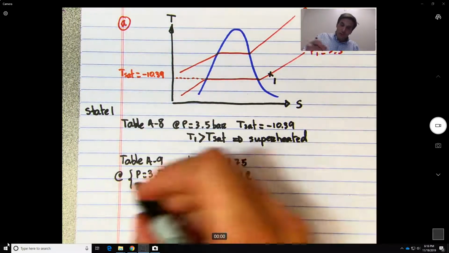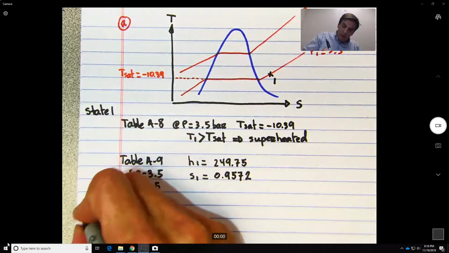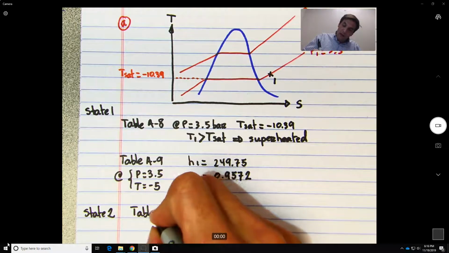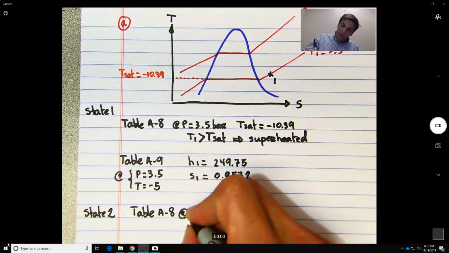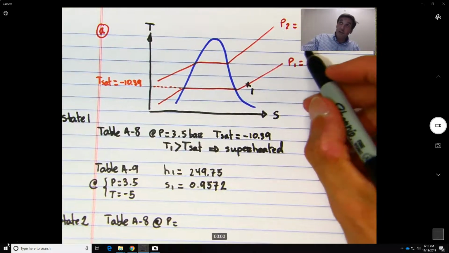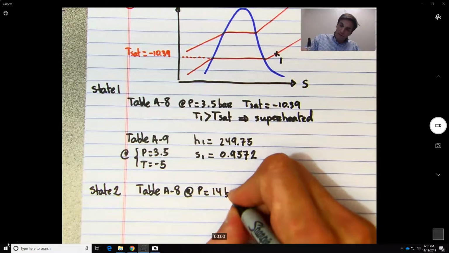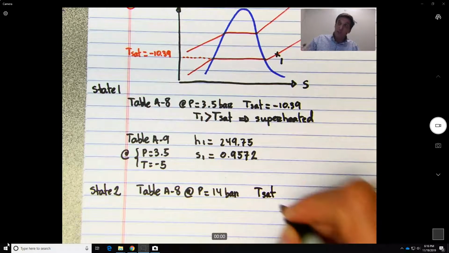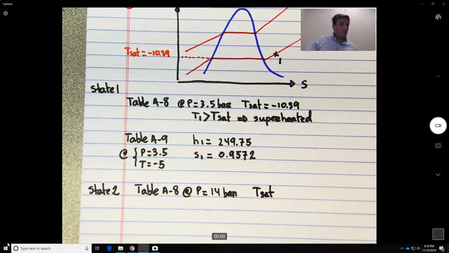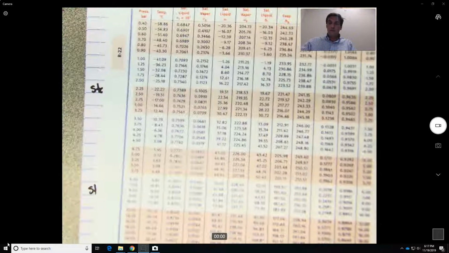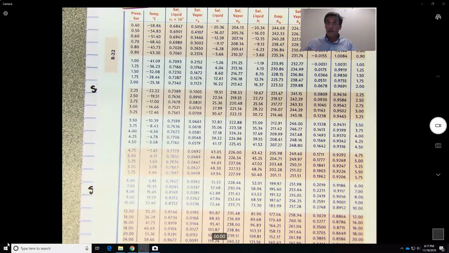So now for state 2, we can basically do the same thing from table A8 at P equal this time 14 bars. We know that the T saturation is equal to what? So let me go back to table A8 at 14, is down here, is equal to 36.29.